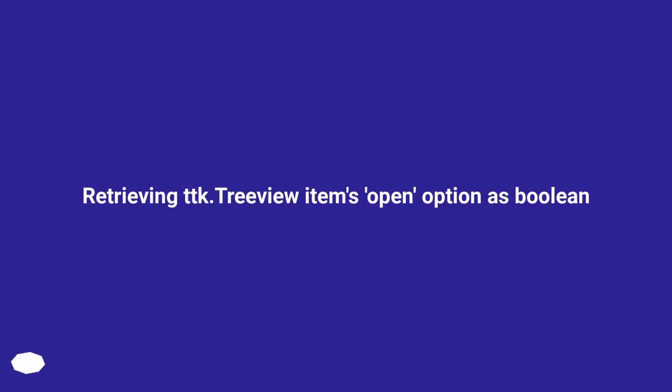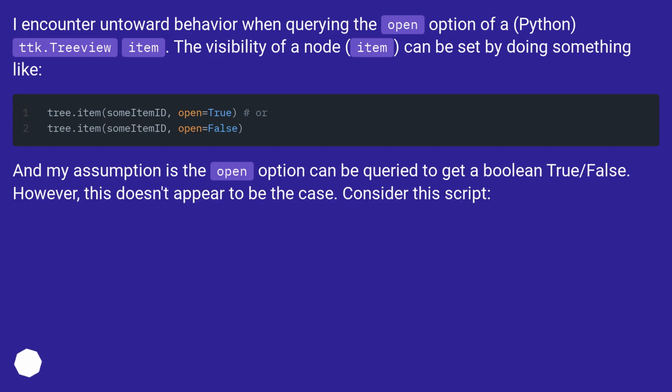Retrieving ttk.Treeview item's open option as a boolean. I encounter untoward behavior when querying the open option of a Python ttk.Treeview item. The visibility of a node item can be set by doing something like this, and my assumption is the open option can be queried to get a boolean true/false. However, this doesn't appear to be the case.